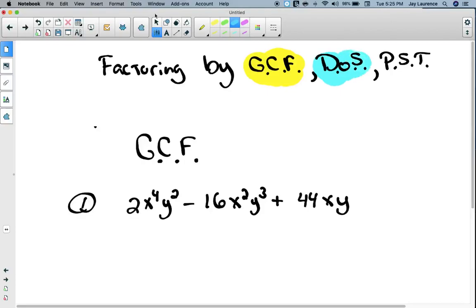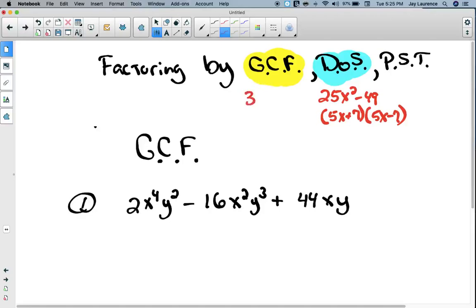The difference of squares, right? You have a perfect square minus a perfect square. For example, if I have 25x squared minus 49, that would factor real easily. What would we have? 5x plus 7 and 5x minus 7, because that's the difference of perfect squares.